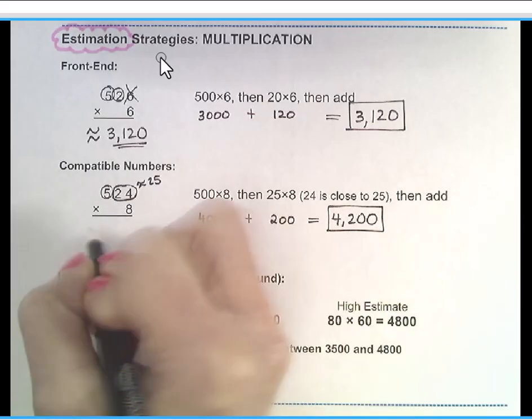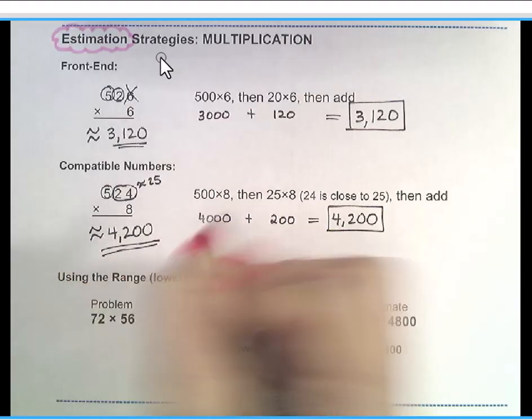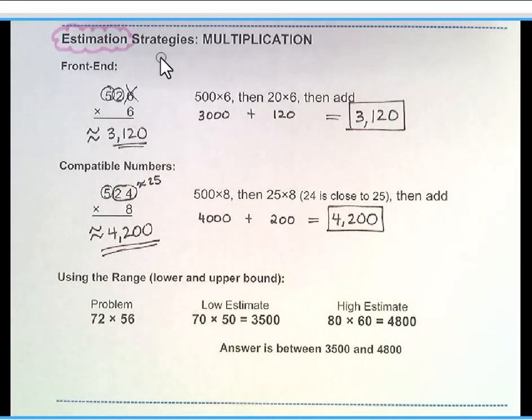So we're saying, I think that this answer is approximately 4,200. I'm not saying it's equal to 4,200, it's close to that. So I did 500 and then 25, because 25 was easier to deal with than 24.